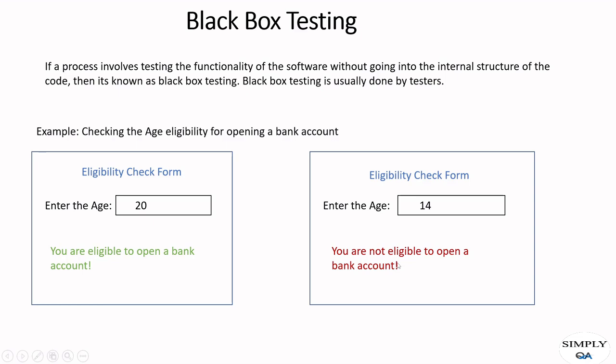So guys, here what you're doing, you're directly entering your age into that enter the age input field, and you are validating whether you are eligible or not. So here you are validating the functionality of that check form, whereas you are not at all aware what is happening at the back end, right? Inside the code, you are not at all aware what developers have written, and you are not testing the internal structure of this particular code, right? So this is known as black box testing.